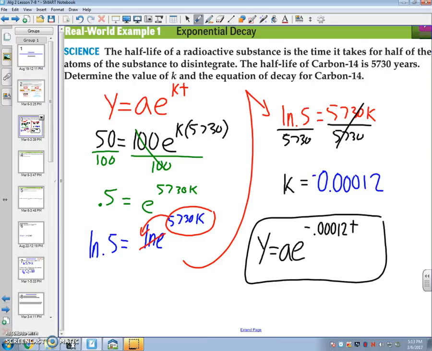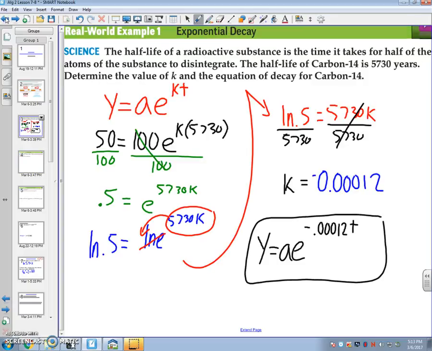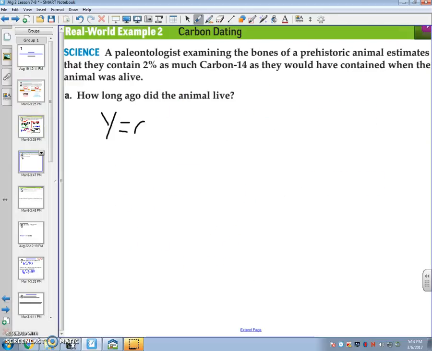I could give you a starting amount, and you could tell me after time how much is left over. Example 2. A paleontologist examining the bones of a prehistoric animal estimates they contain 2% as much carbon-14 as they would have contained when the animal was alive. How long ago did it live? It's the same carbon-14 as before, so we're going to use the same equation we had right here. y equals ae to the negative 0.00012t. That's my equation.